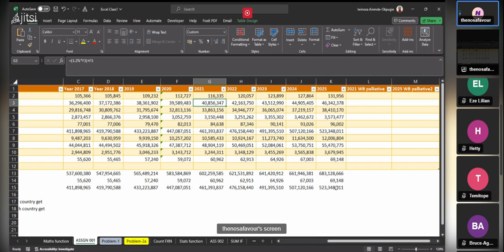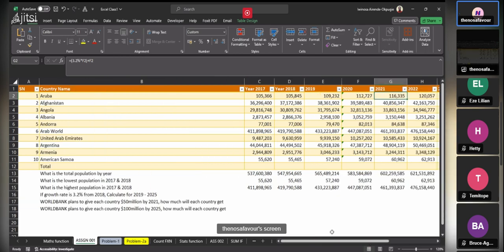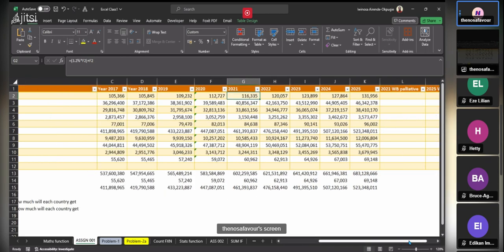All right. So what we want to do is, the formula here is the population of this person, I think this is Aruba. The population of Aruba divided by the total population of all the countries times 50 million. So what you have done is you've done a percentage of this particular population against 50 million. So let's try that and see.